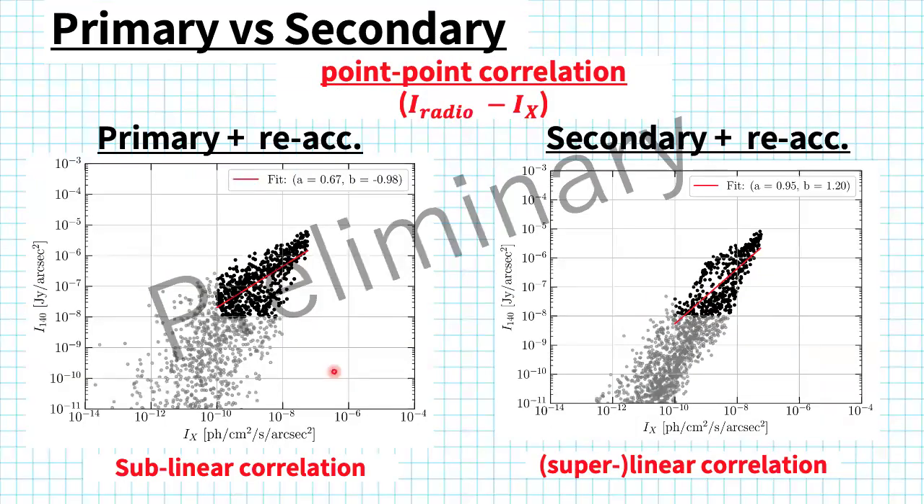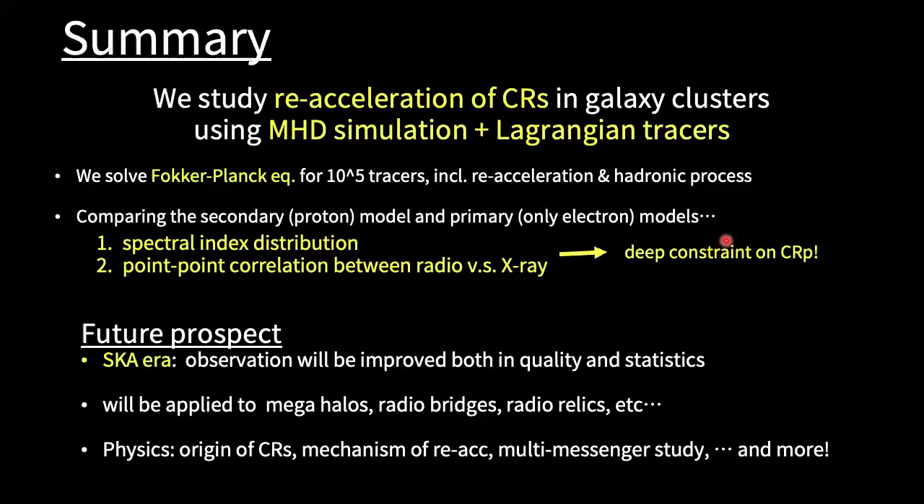Another important proxy is the point-to-point correlation between radio and X-ray intensity. This can also be done; this is a statistical work for a single cluster. So we can make this statistical figure for one observation, one cluster. If we inject only electrons at first, we see a sublinear correlation. And if we inject only protons at first, it is almost linear, but in a different direction, it is superlinear. So we can observe the difference in the point-to-point correlation between X-ray and radio. So we can compare this result with observation and discuss the mechanism of cosmic ray injection inside galaxy clusters. So this is a summary. Thank you for listening.